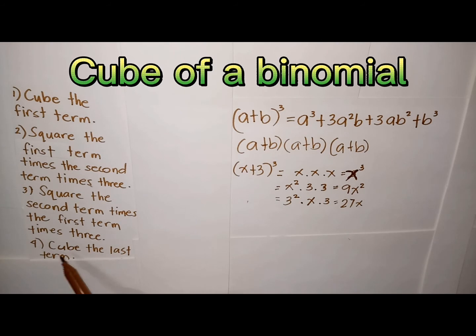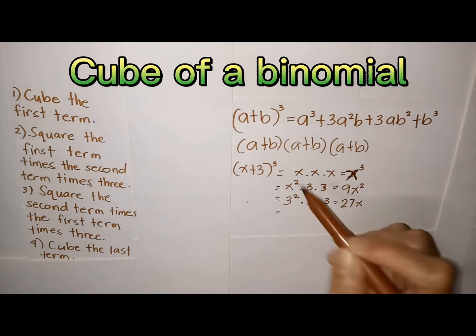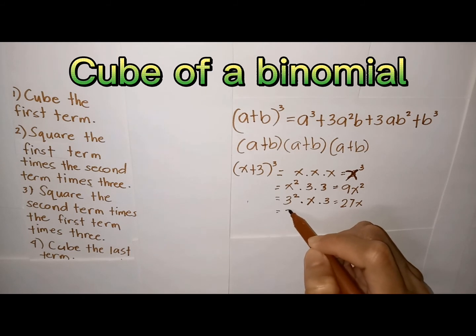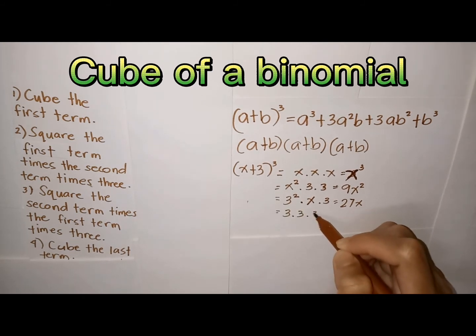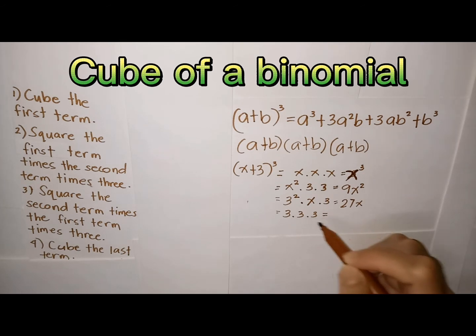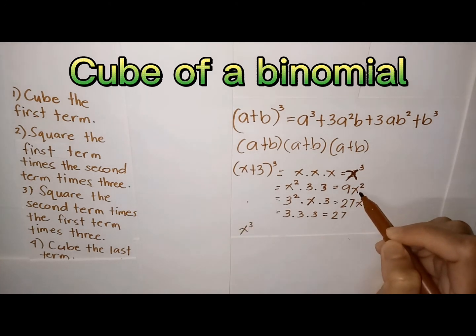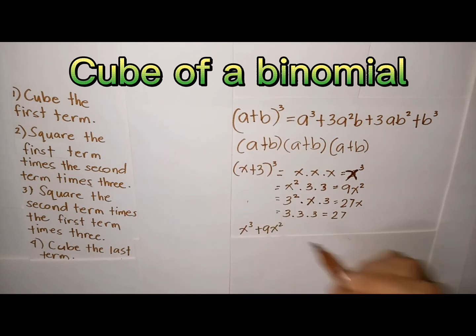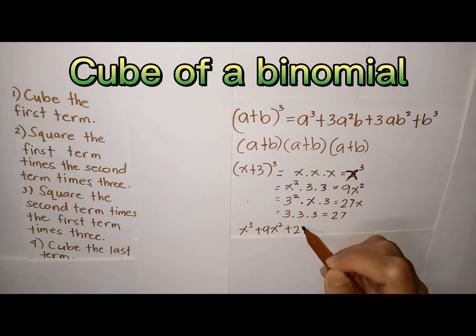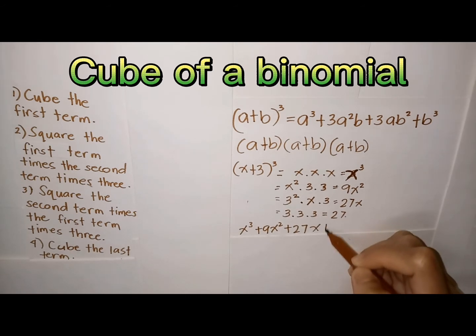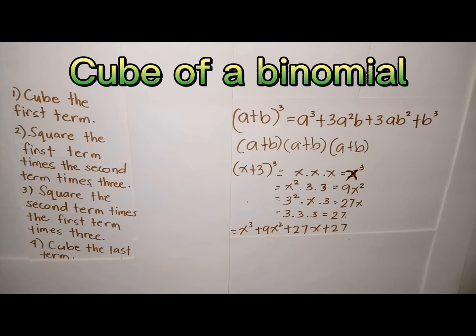So we have the fourth step, cube the last term. So our last term is 3. It is equal to 3 times 3 times 3. So 3 times 3 is 9, times 3 is 27. Therefore, we will have x cubed plus 9x squared plus 27x plus 27. So x plus 3 cubed is equal to x cubed plus 9x squared plus 27x plus 27.